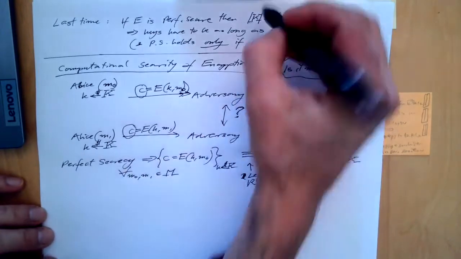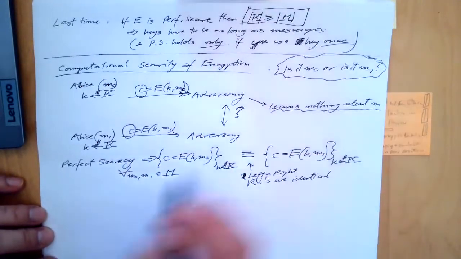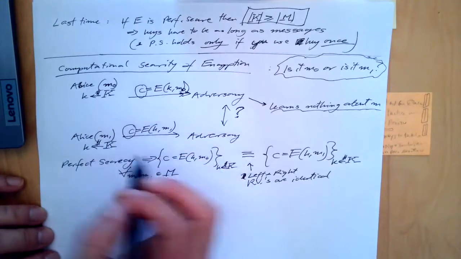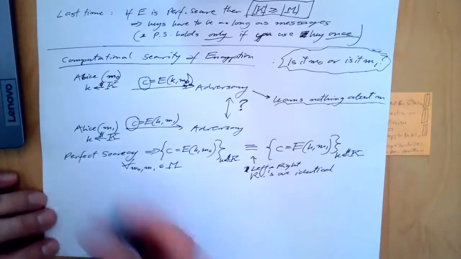Now, that, unfortunately, has this bound, right? So how can we relax this? There are two ideas.